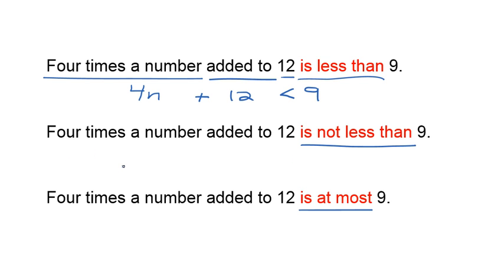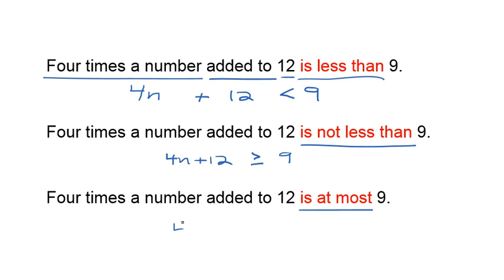Now looking at the second one, I have the first part is the same, 4n plus 12. And then it says is not less than. Well, is not less than is this symbol. But as we've said before, I don't want you to leave that symbol in. Is not less than means it's the same as greater than or equal to, so we'll take that out and let's change it to greater than or equal to.